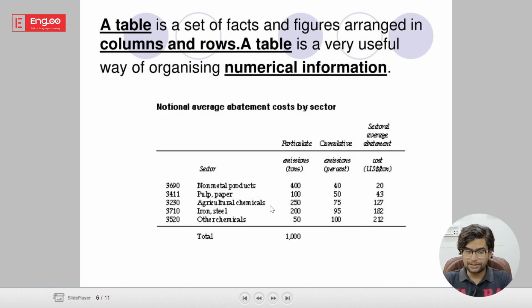And now it's a table. You have been dealing with tables for so long. A table is a set of facts and figures arranged in columns and rows. A table is a very special way of organizing numerical information. Now, national average and backward cost by sector is given in this table. You can see each column has a heading in order to categorize the data and make it easier to process. So tables are not something tough or unfamiliar for you.